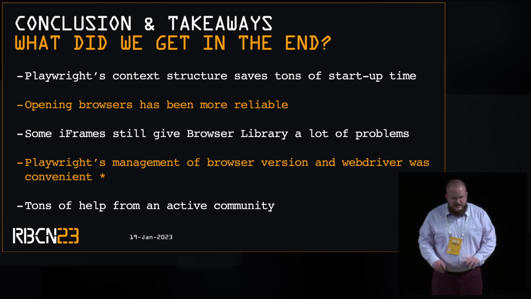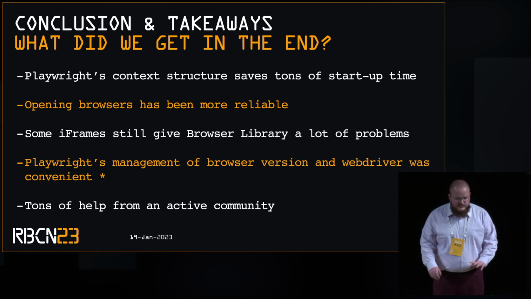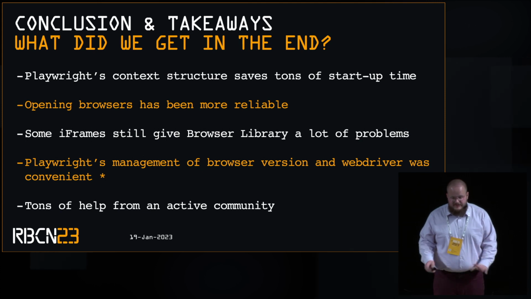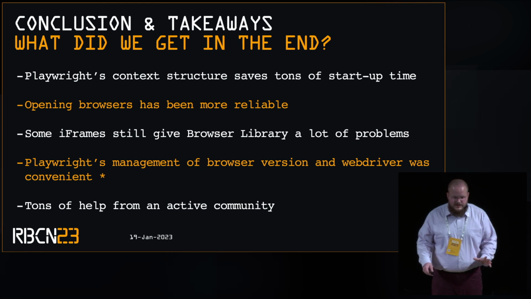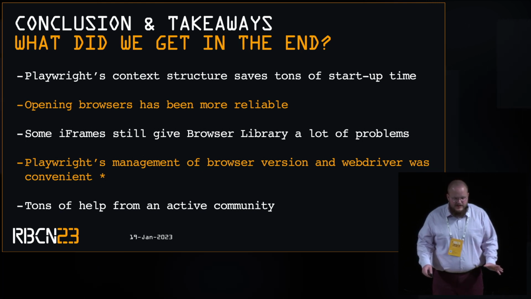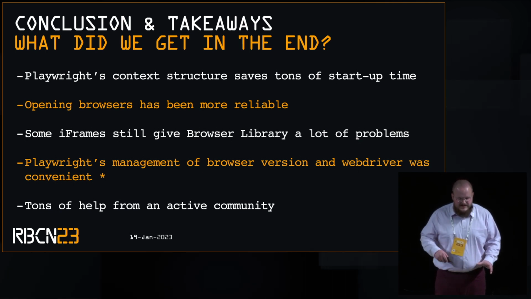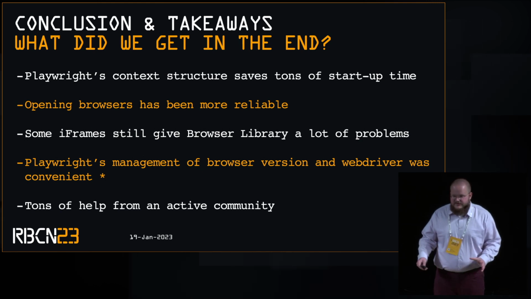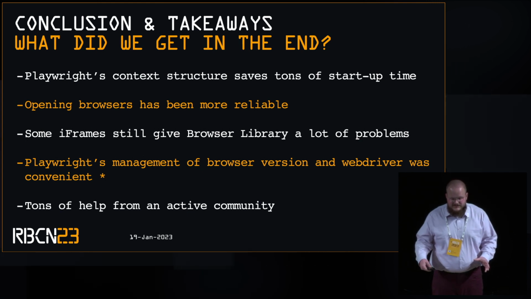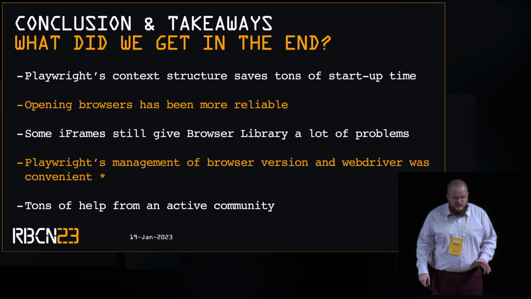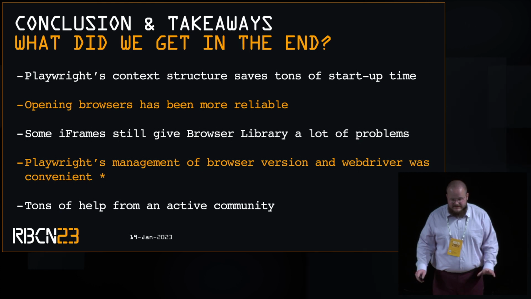So here are some takeaways. What we got in the end was Playwright's context structure, which saved us a ton of startup time with our tests. When you start a new browser in Browser Library, instead of starting a whole new browser when you start a new test, you simply instantiate a new context. And on every single one of our tests, when we started up a test, we'd save around 10 to 15 seconds of start time, at least on our machines, which across large test suites can save tens upon tens of minutes of time.